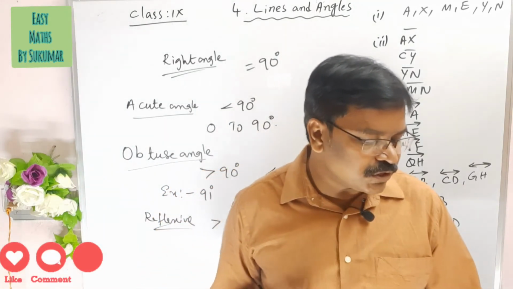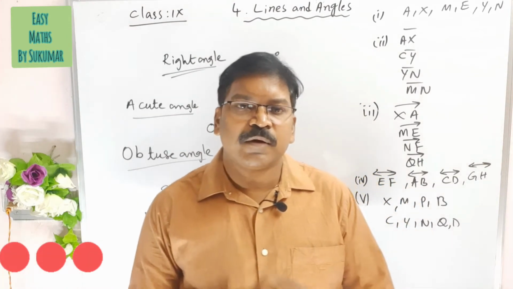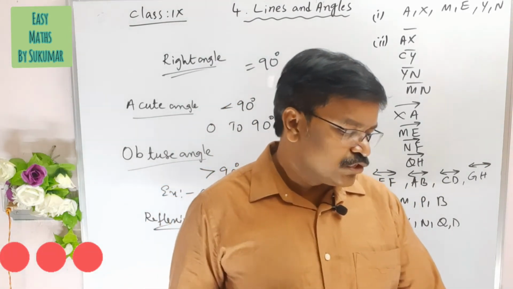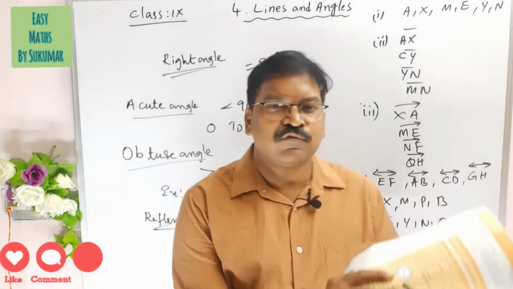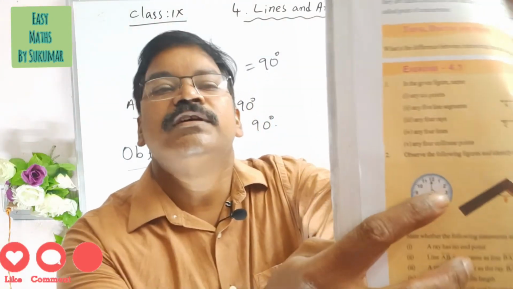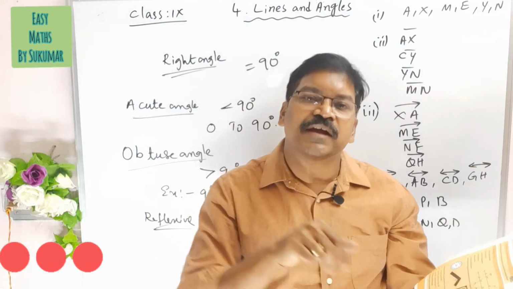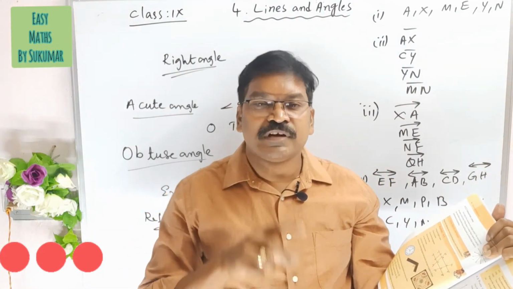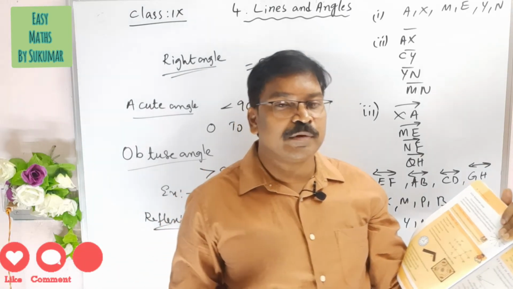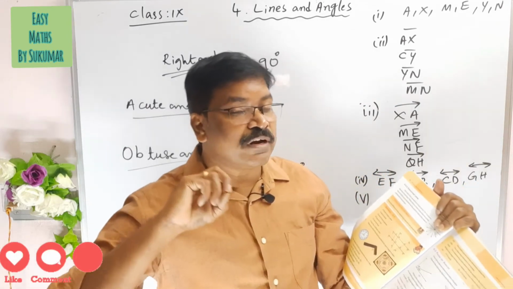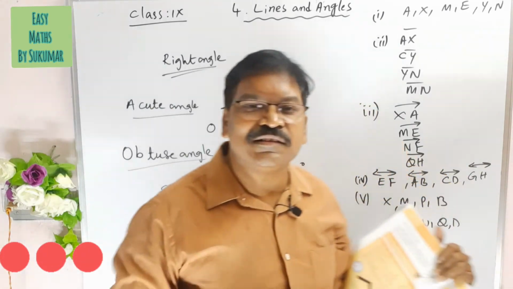Now in the second question, observe the following figures and identify the type of angles in them. State whether the following, second sum, 8 o'clock. Here in this 8 o'clock, I will show you the figure. What is the angle between the minutes hand and the hours hand here? If it is 6 o'clock, 180 degrees. But it is more than 180 degrees, my dear students. 8 o'clock means that it is more than 180 and less than 270. That is called a reflexive angle.